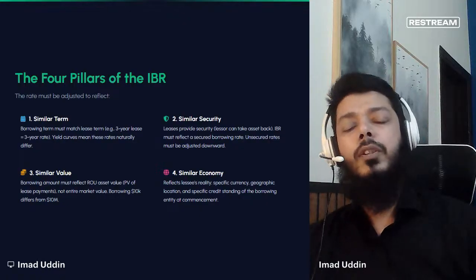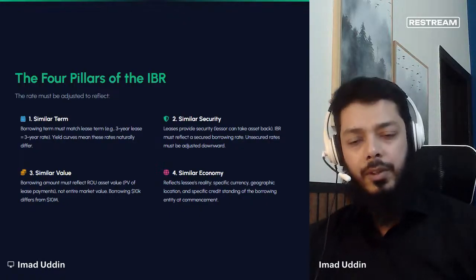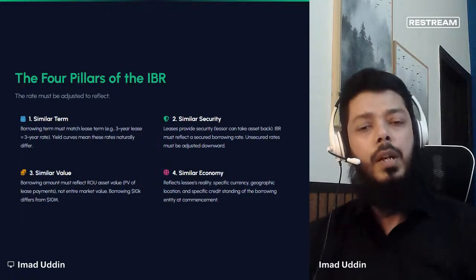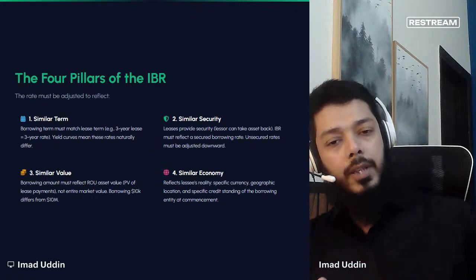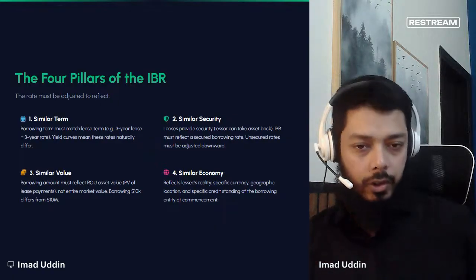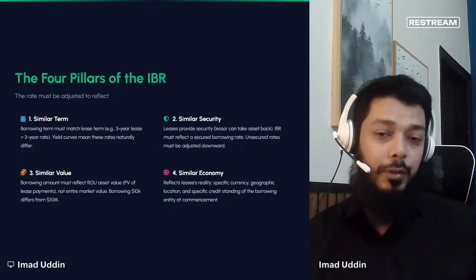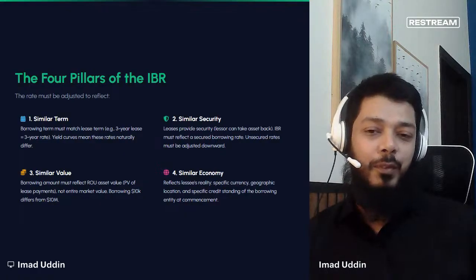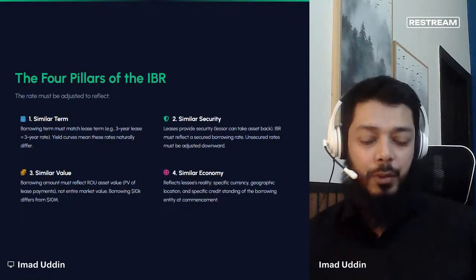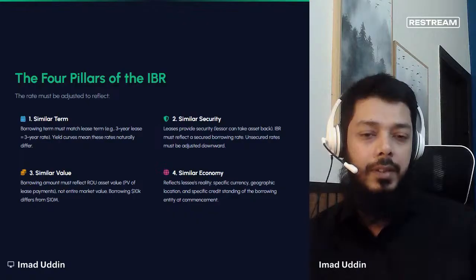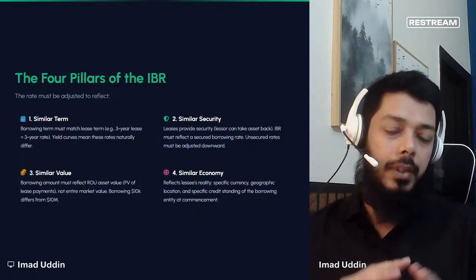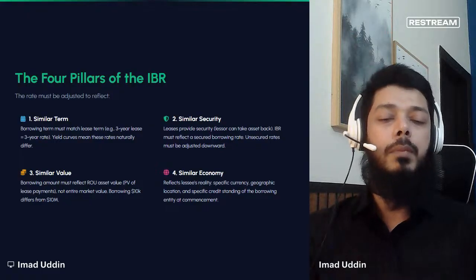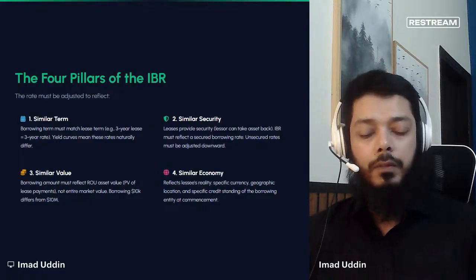All of these things have to be assessed at the commencement date, and therefore the IBR, once fixed, does not change unless there is a modification. But we are not talking about modification today, so don't worry. What we have to worry about is that the IBR has four pillars, and all of these similarity criteria should be matched for a particular interest rate to be called the incremental borrowing rate of the lessee.